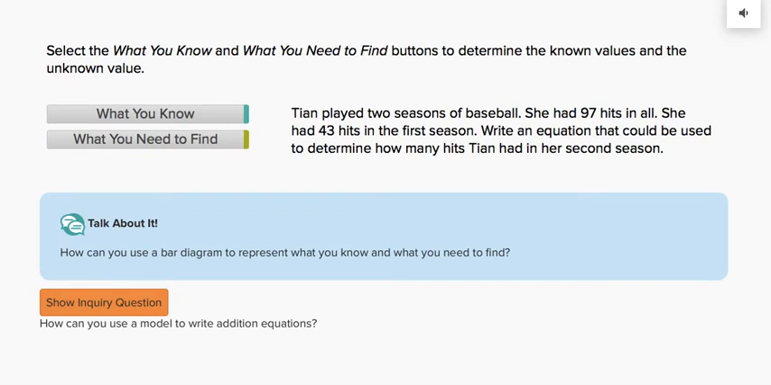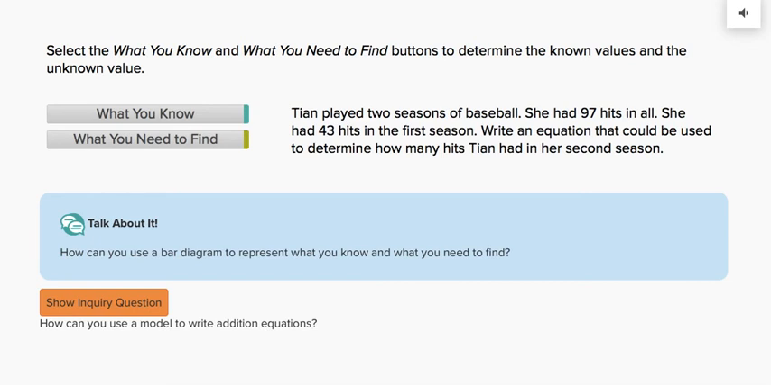In the inquiry question, you were asked, how can you use a model to write addition equations? Let's go back to the problem. Thien played 2 seasons of baseball. She had 97 hits in all. She had 43 hits in the first season. Write an equation that could be used to determine how many hits Thien had in her second season.